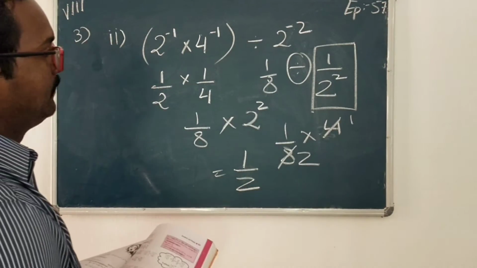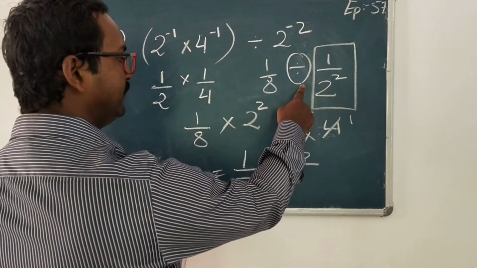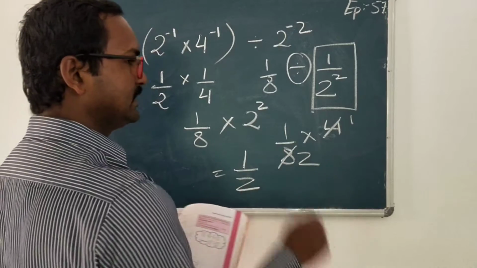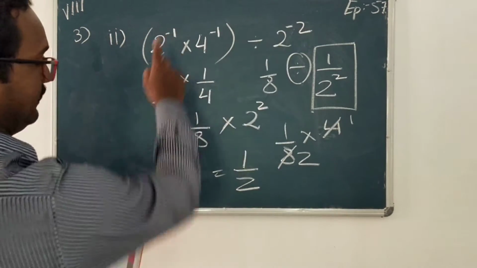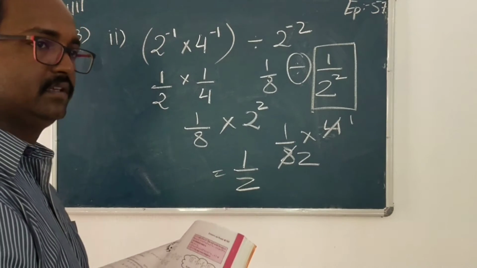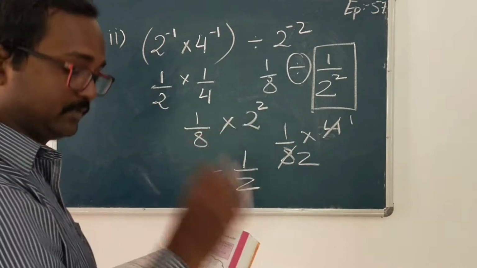Remember this one property clearly. Whenever we have to make division into multiplication, take the reciprocal. Also, whenever the power is negative, we have to take the reciprocal to make it into positive exponents.